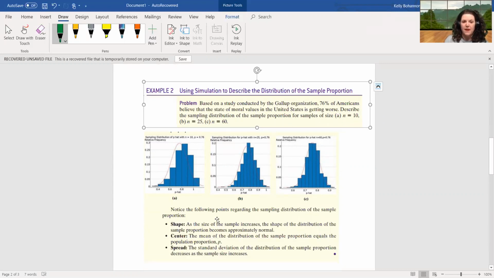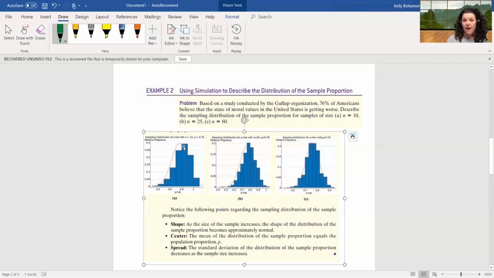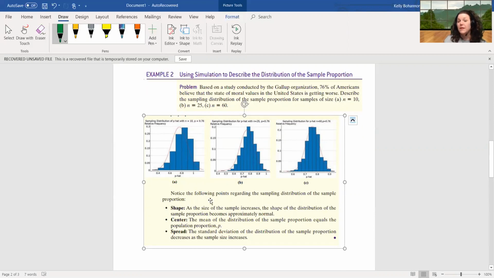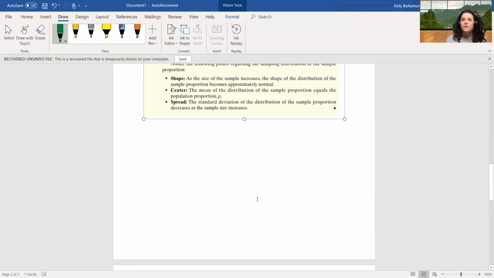So a few points that they make about it: as the size of the sample increases, the shape becomes approximately normal. That's what I was just saying. The center, the mean of the distribution, equals the population proportion. So you can see over here where the top point is, and it is not at 76. But as the size increases, you can see that pretty much my blue histogram lines up with my red normal curve. The mean of all of my samples comes out to be the mean of my population. And then as far as spread goes with the standard deviation, as the number increases, the spread gets tighter, the standard deviation decreases. So this is what the simulation would have shown you. The larger the sample size, the closer it is to normal, which we kind of already knew, but what they want you to see is that it applies to proportion as well.